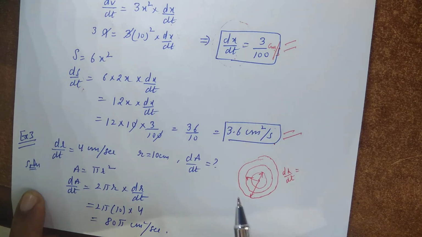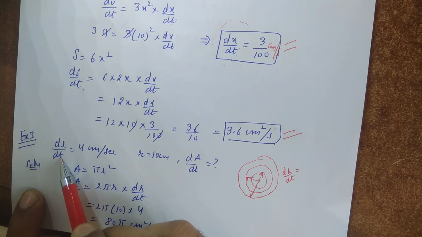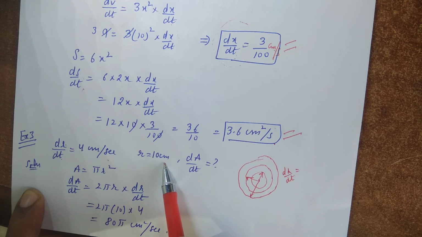So he's saying when the stone is dropped into the quiet lake, the waves move in a circle at a speed of 4 centimeter per second. So that means dr over dt, the speed at which the radius is increasing with respect to time, is 4 centimeter per second. At the instant when the radius of the circular wave is 10 centimeter, we have to find out the change of area with respect to time.